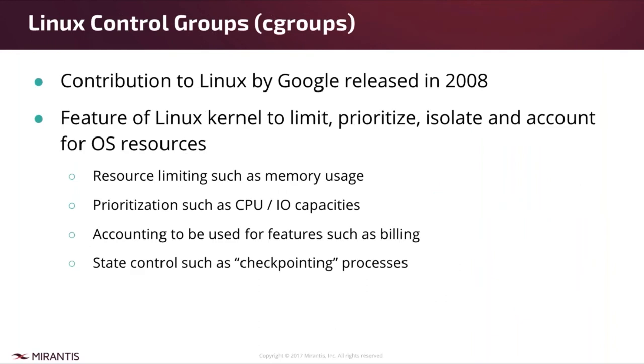Okay, so what are cgroups? Well, it was introduced back in 2008, primarily by Google. It's a feature of the Linux kernel to limit, prioritize, isolate, and account for operating system resources. Now this includes your memory utilization, your CPU, network I/O. You can also run state control, like freeze or restart the process. Now cgroups can also provide metering, which allows you to query for usage information.